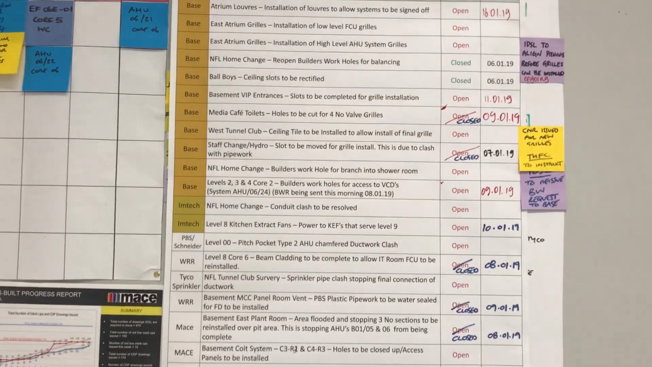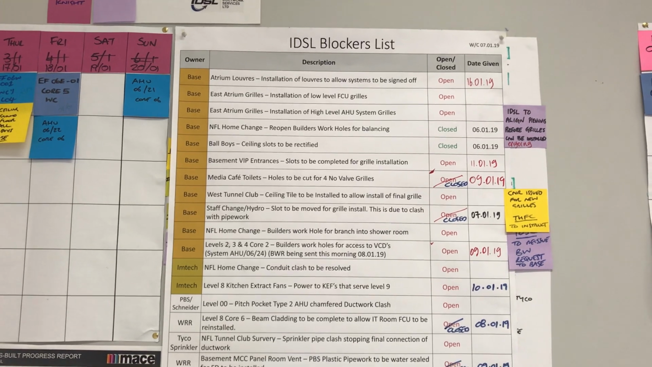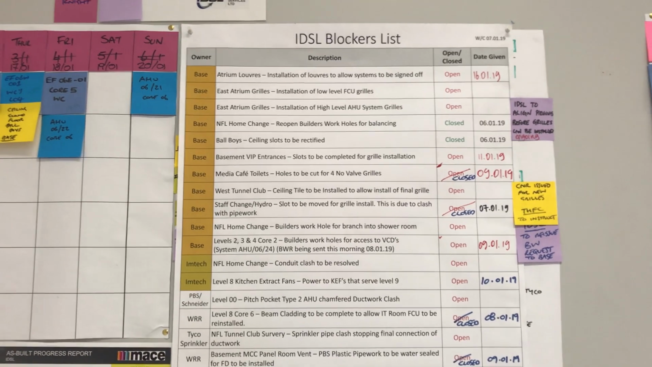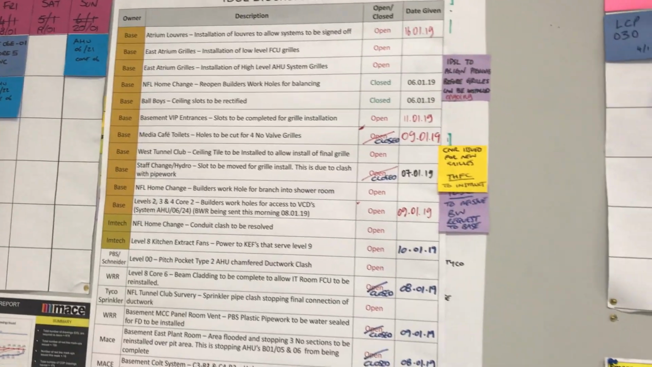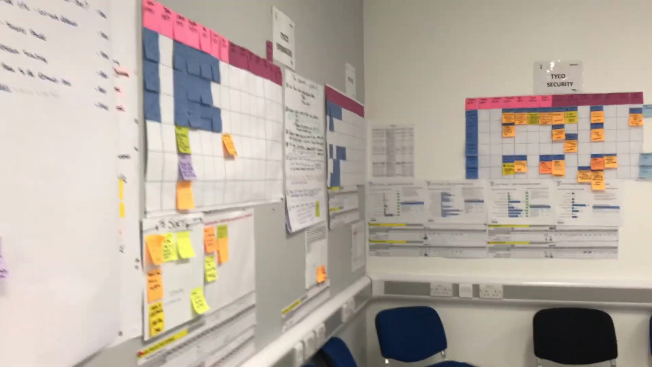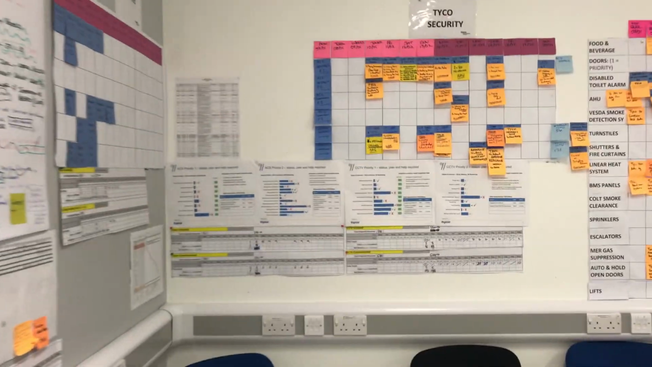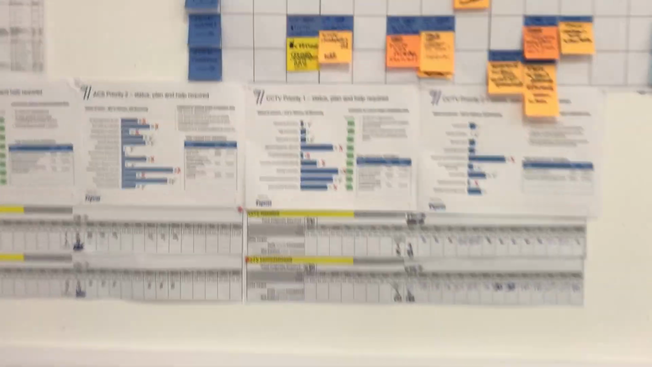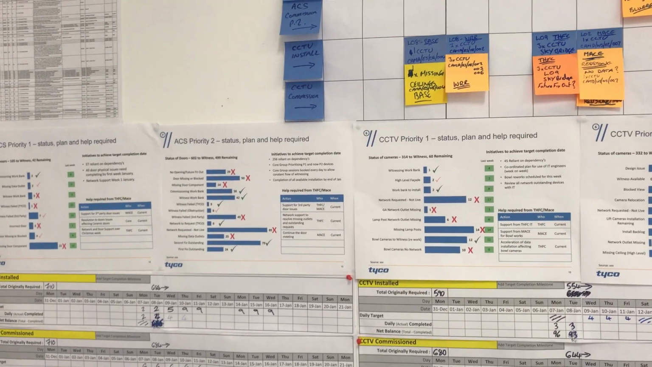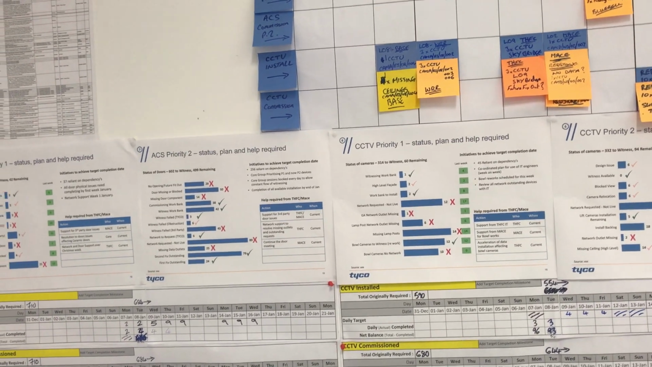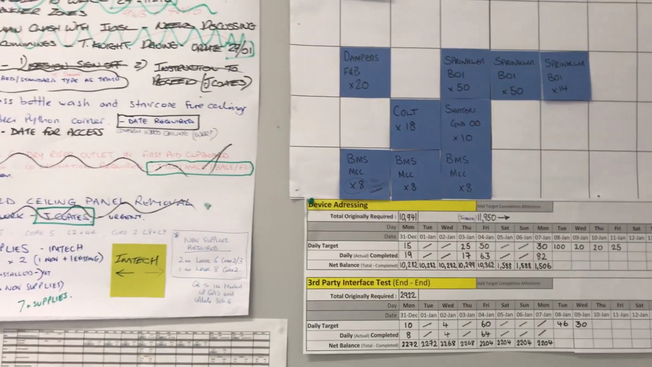Action list here, IDSL blockers. So we run 2 meetings, we run an 8:30 till 9:30. And then in the afternoon we do like a workshop grouping where we bring everybody in together to give them the ability to discuss the problems with each other and try and sort out the resolves. It's almost trying to formalise an environment of obviously troubleshooting and sorting. As you can see, some are more busy than others.